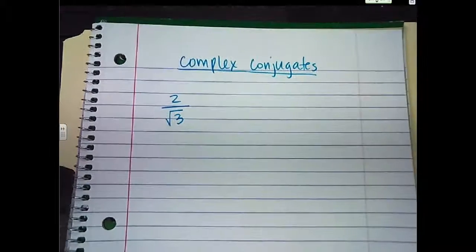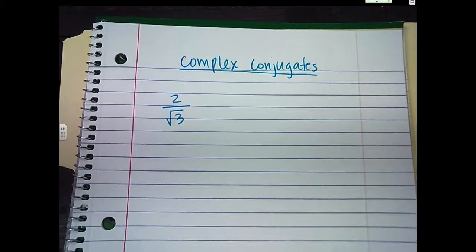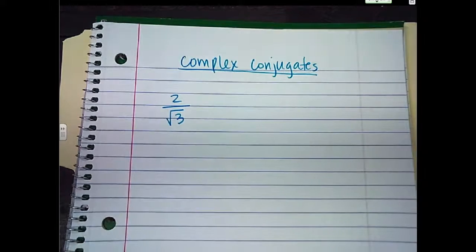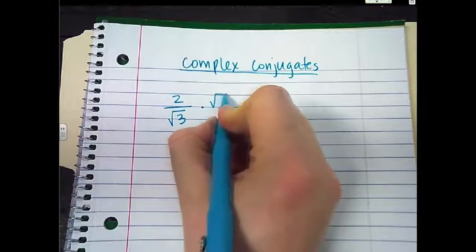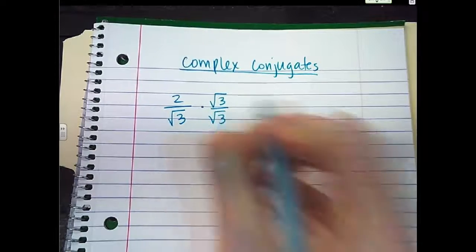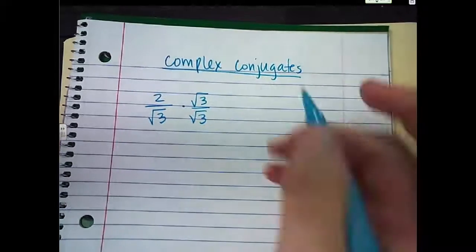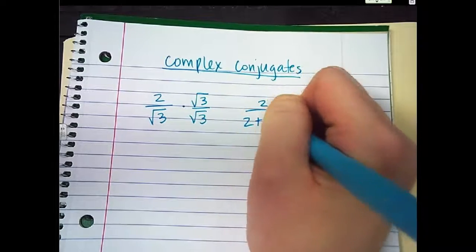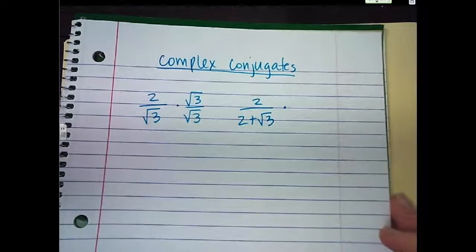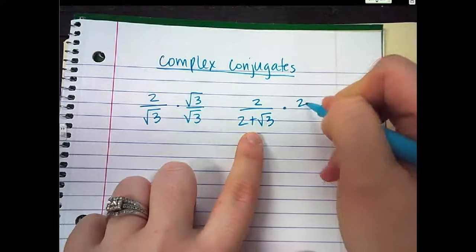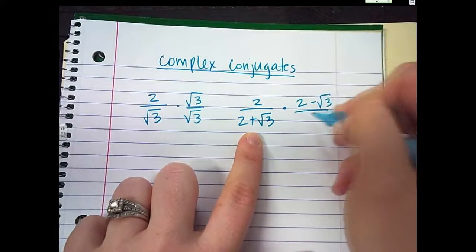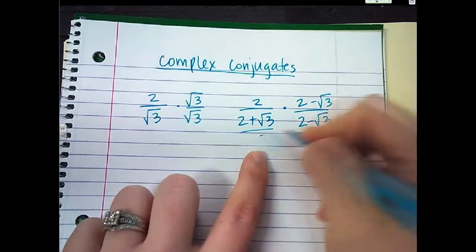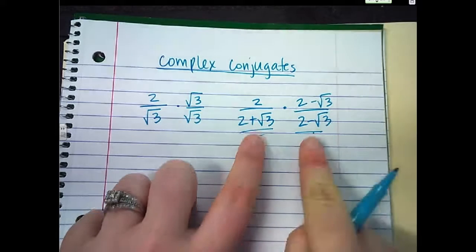If I had 2 divided by the square root of 3, can I leave the square root in the bottom? No. So what do you do? Multiply by another square root. Okay? When we had something bigger, like 2 plus the square root of 3, what did I multiply by? 2 minus the square root of 3. Yeah, you change the sign. This is the conjugate. Remember we talked about that? These are conjugates of each other where you change the sign.